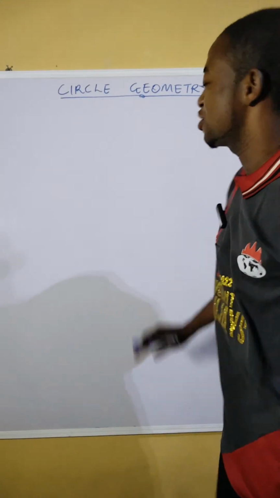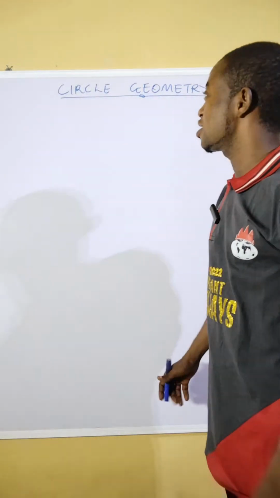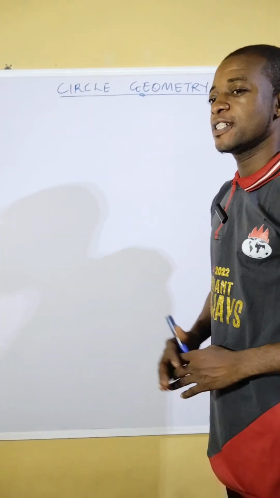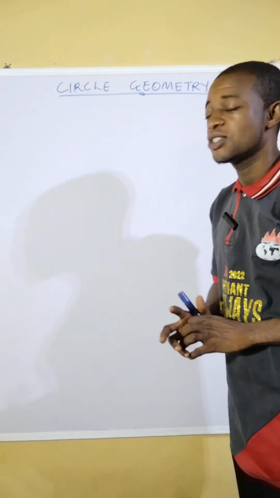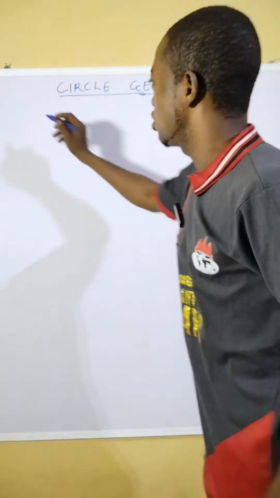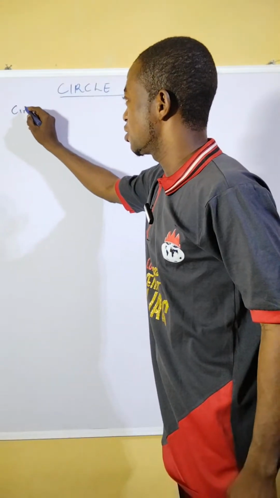And here in this class, we want to look at this topic, circle geometry. And the first thing we should understand when we talk about circle geometry is the circle. We need to understand what a circle is.